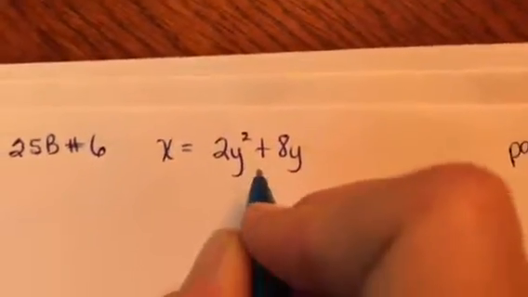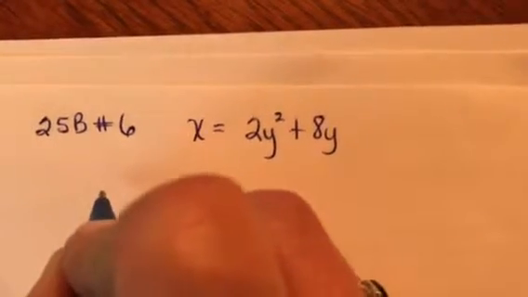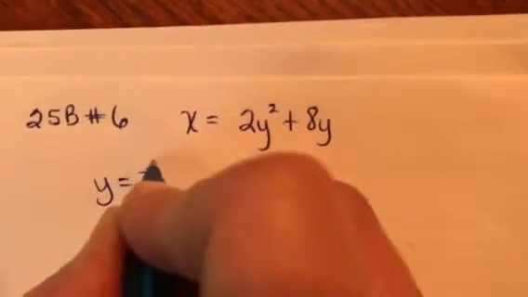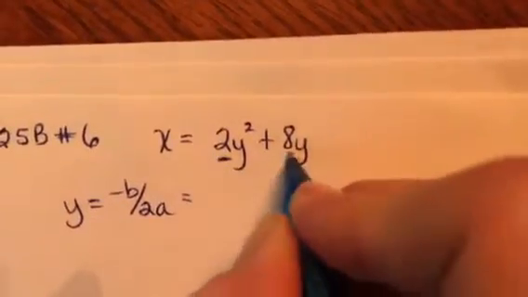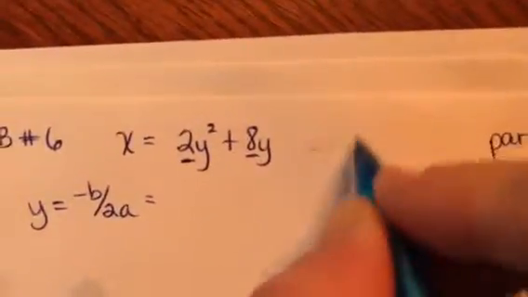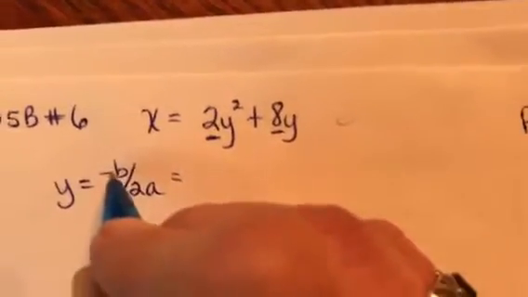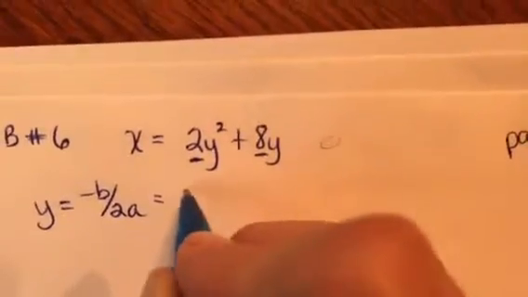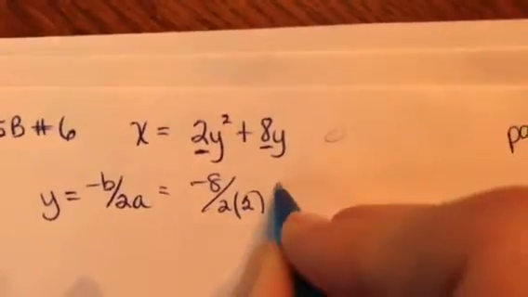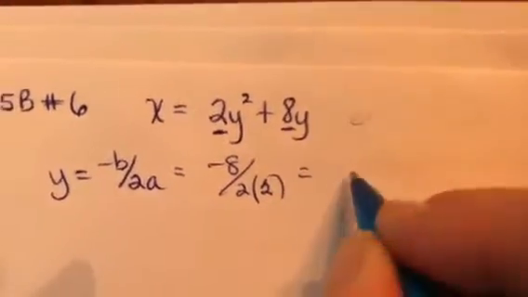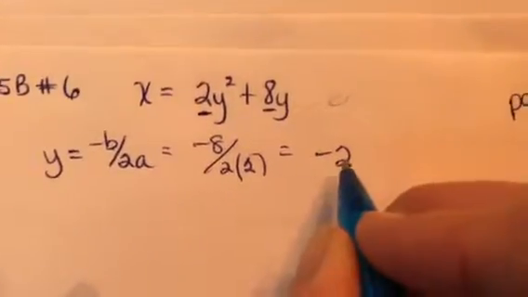You can still find your vertex. It's usually x equals negative b over 2a, but now it's going to be y equals negative b over 2a. So here's your a, your b, your c is actually 0 because there's no constant over here. So the opposite of b would be what? A negative 8. And a is 2. So I have negative 8 over 4, which is a negative 2. So that's my y value.